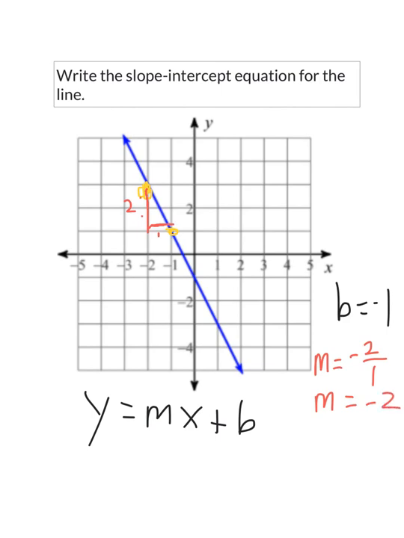So the equation then is y equals the slope, which is negative 2x, plus the y-intercept, which is plus negative 1, or just minus 1. It's up to you how you want to finish it. That's it. That's how you write an equation from a graph.